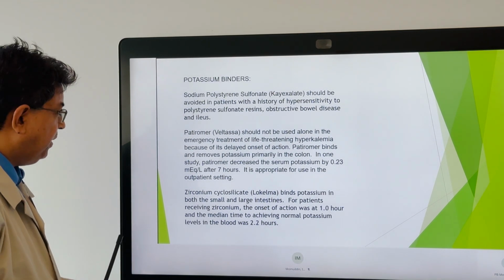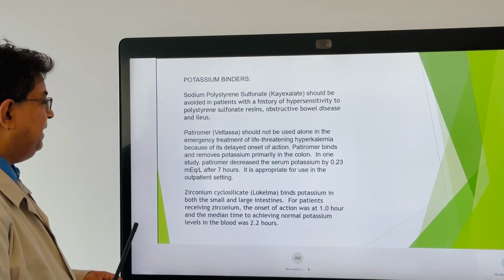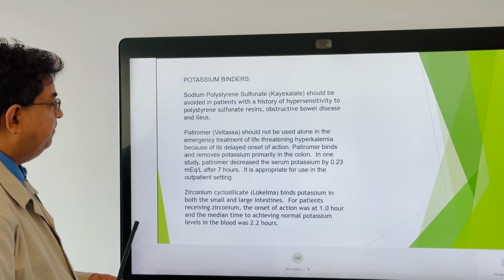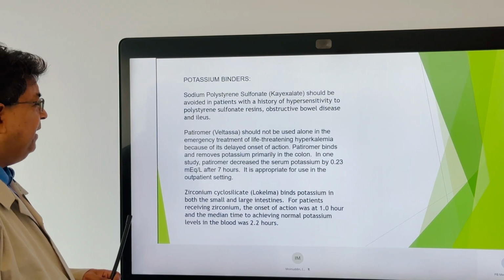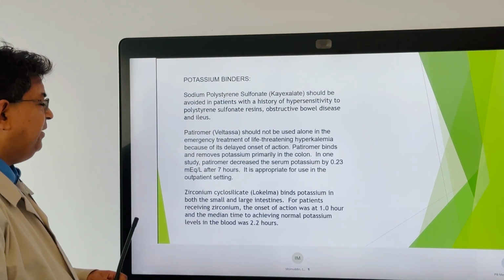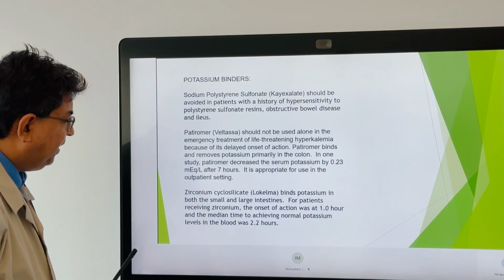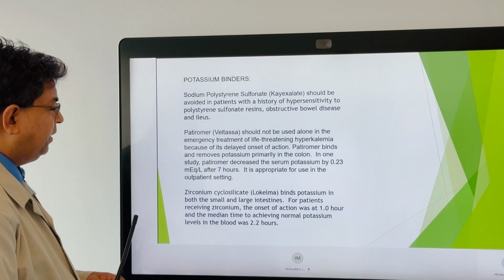Potassium binders. So Kayexalate is the oldest known potassium binder. It should be avoided in patients with a history of hypersensitivity to polystyrene sulfonate resins, obstructive bowel disease, and ileus because of the risk of bowel necrosis.